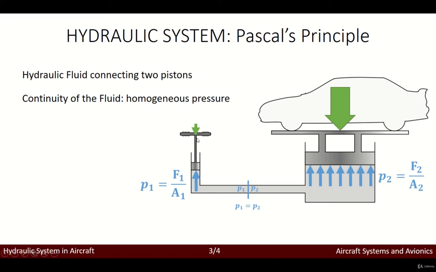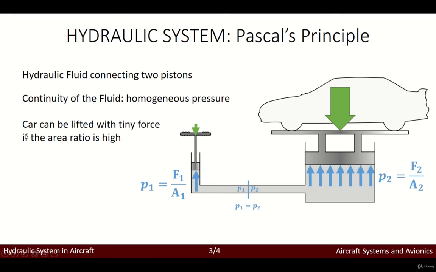Meaning that this force divided by this area, suppose that this is cylindrical, okay, is equal to this amount of pressure. And this amount of pressure is actually equal to this amount of force, which is the weight of the car in this case, divided by the area. So as you can easily derive, pressure 1 and pressure 2 are the same, as stated before. So force 1 divided by the area 1 is equal, okay, to force 2 divided by area 2.